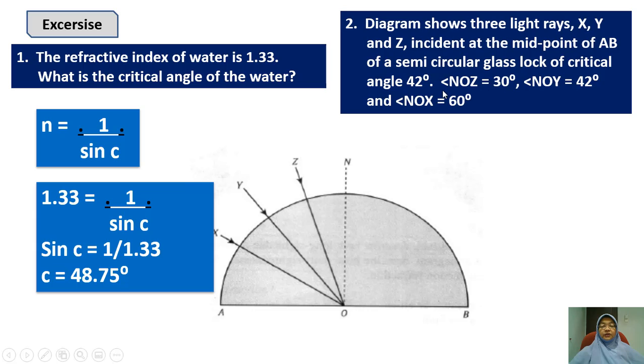Okay, next question. The diagram shows three light rays X, Y, Z incident at the midpoint of AB on a semicircular glass block. The critical angle is given as 42 degrees.